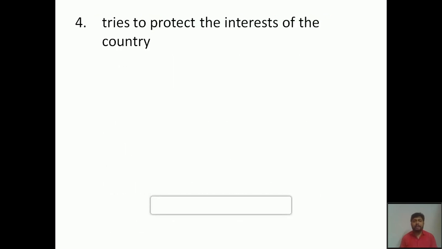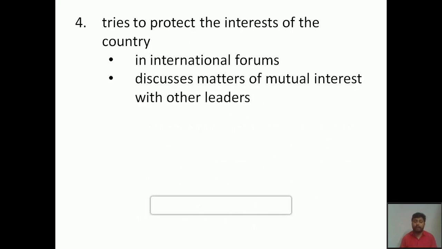Fourth one says that he tries to protect the interest of the country. So whenever he addresses the nation, or whenever he addresses some international forums, or whenever there are some international meetings, he will always be trying to protect the interest of the country. There he does not have any personal interest, rather he will always be safeguarding and standing for the interest of the country.